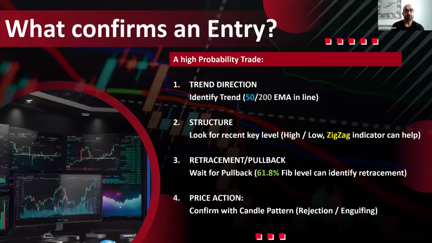Okay. Now, structure, what we tend to do is we use that zigzag indicator, the one with the yellow lines, and it's kind of identifying the key levels of higher highs and higher lows, or lower highs and lower lows. And what that does is that identifies you the most recent key high and low levels.